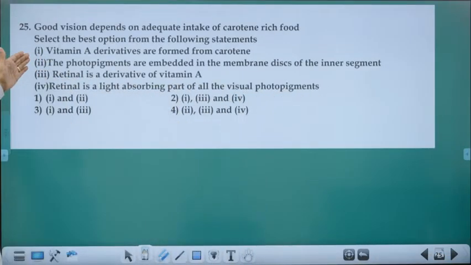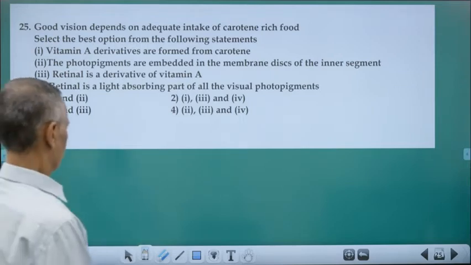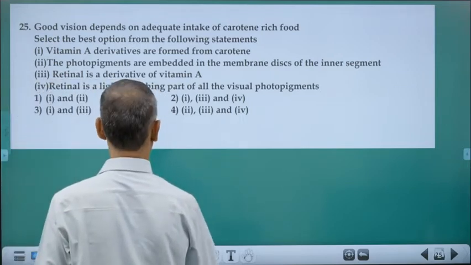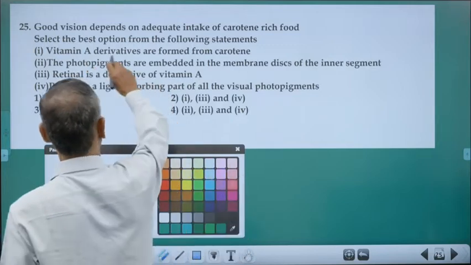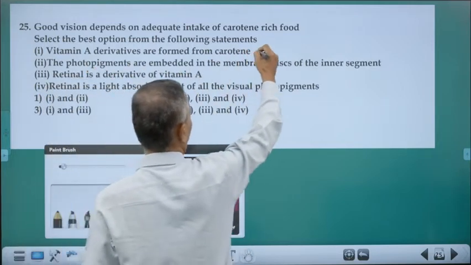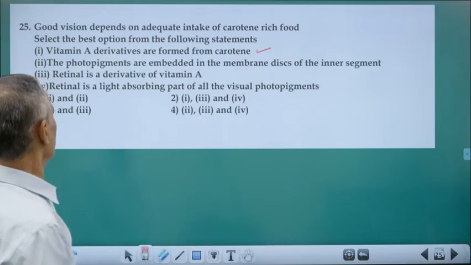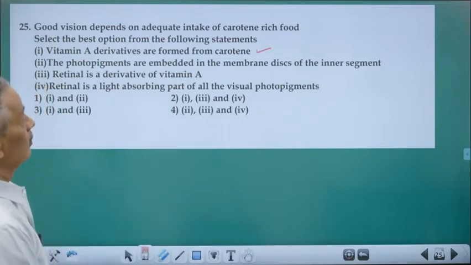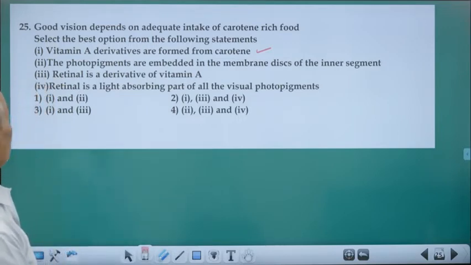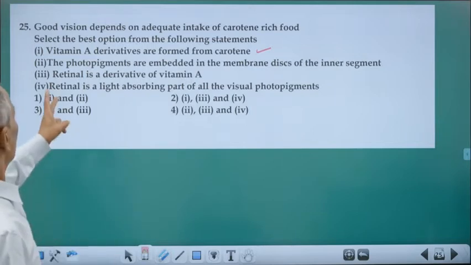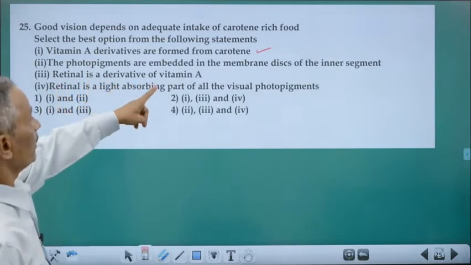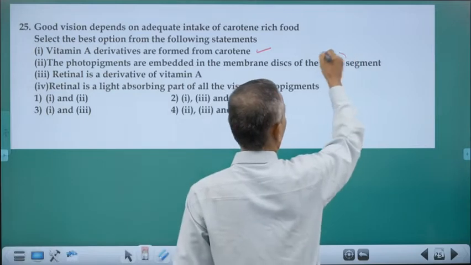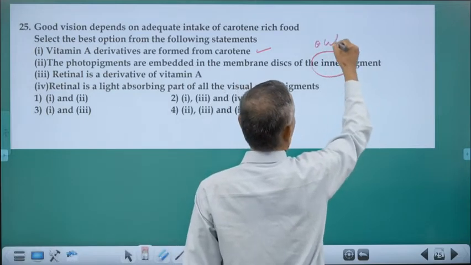Good vision depends upon adequate intake of carotene-rich food. Select the best option from the following statements. See, vitamin A derivatives are formed from carotene, correct? Carotene is a provitamin A. Photopigments are embedded in the membrane discs on the inner segment. No, it is on the outer segment.